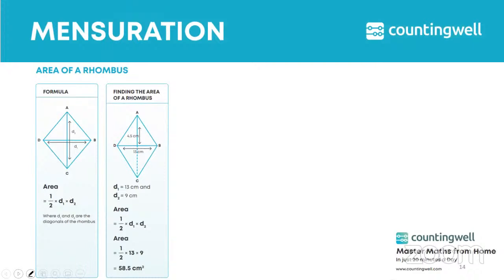Next, let us see what is the area of a rhombus. It is nothing but half into d1 into d2, where d1 and d2 are the diagonals of the rhombus. So if the lengths of the diagonals of the rhombus are given, then we can calculate the area of the rhombus. For example, here the diagonals given are of lengths 13 centimeter and 9 centimeter respectively. So half into d1 into d2 is nothing but half into 13 into 9, which is 58.5 centimeters square.